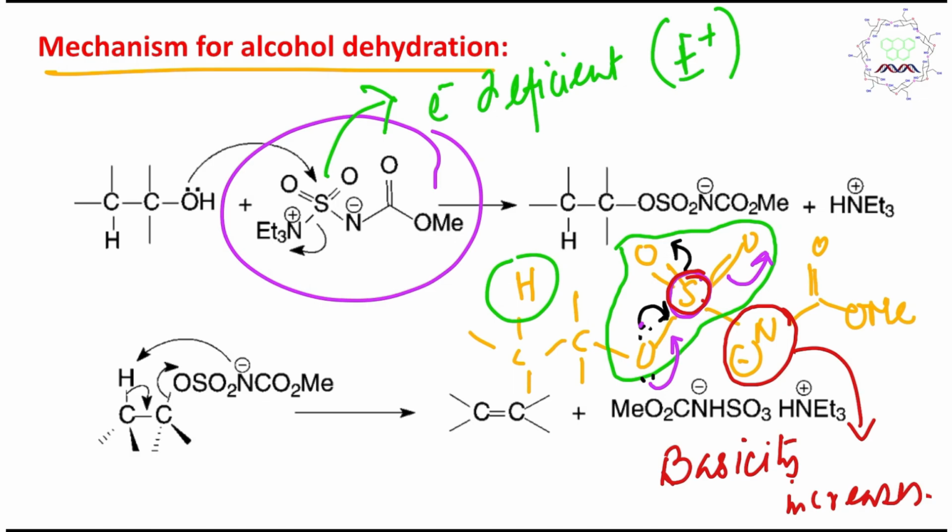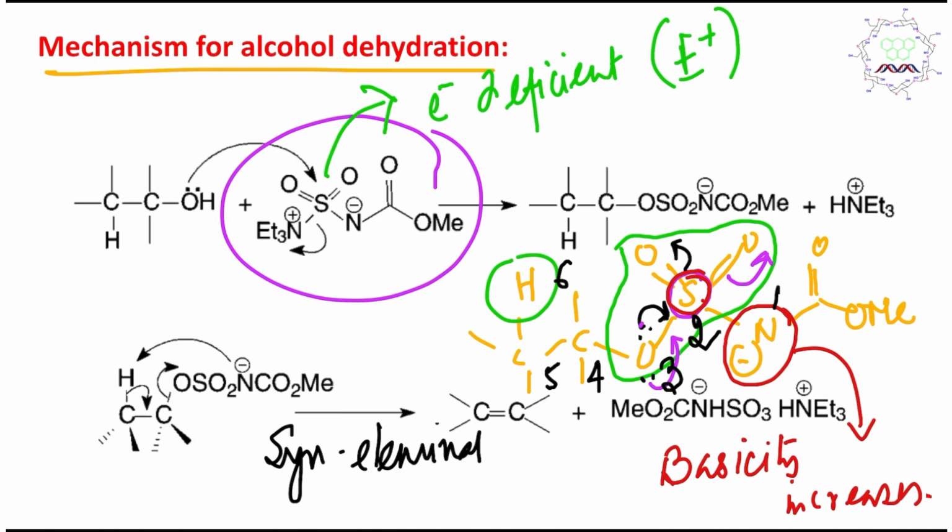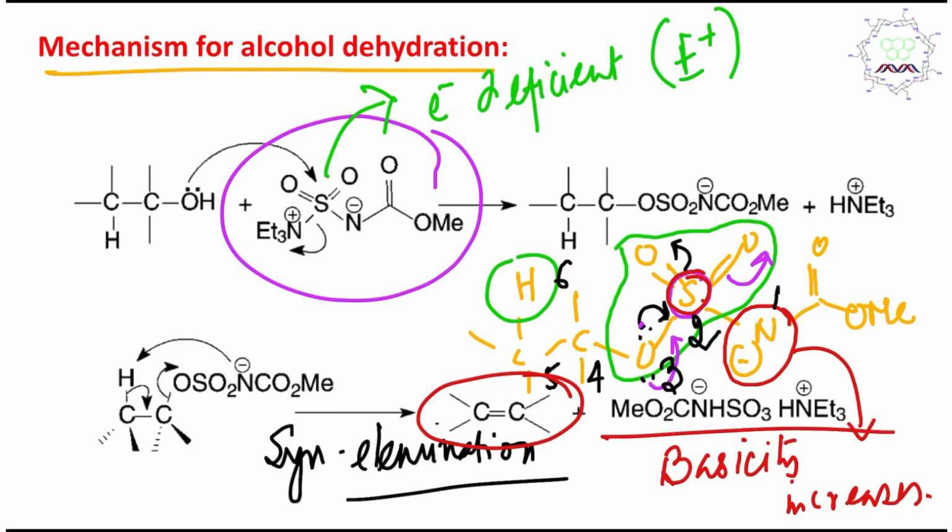And second, proper conformational orientation. What do I mean by the statement? Just count the number with respect to nitrogen. This is 1, this sulfur center is 2, this oxygen is 3, carbon 4, this next carbon 5, and hydrogen 6. So through a 6-member ring and syn-elimination, student, I told you at the beginning that this would come through this 5-6 member ring and syn-elimination, and this way the alkene is produced. You can see this is the alkene, and obviously this is the other part. So this is the overall mechanism for alcohol dehydration.